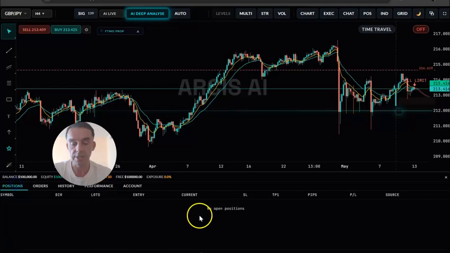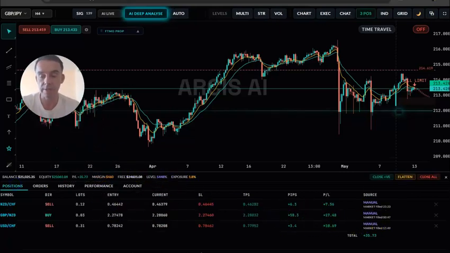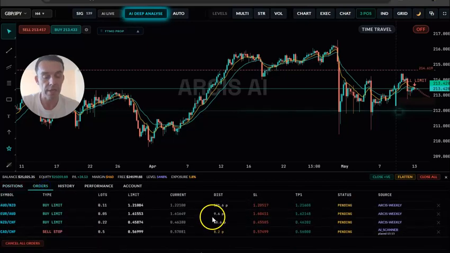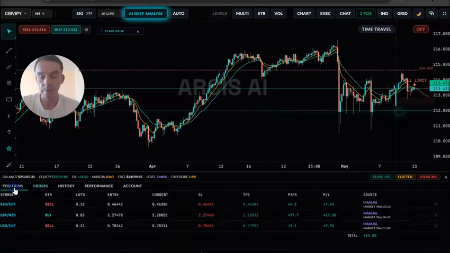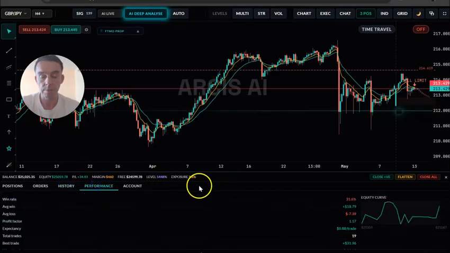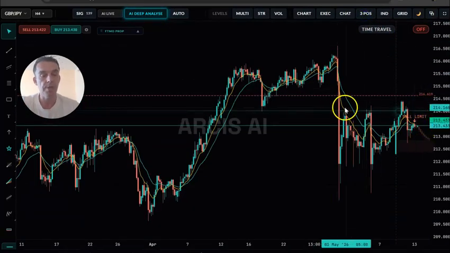If we go over to positions here in live, you can see some of the AI live positions that have been taken today. Order window will be the limit orders. You can see I've got today's weekly setups in the platform. History, performance, and then you can switch your account. So up there to close that is up there.